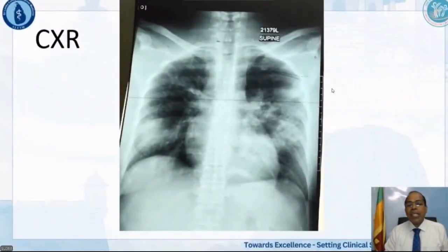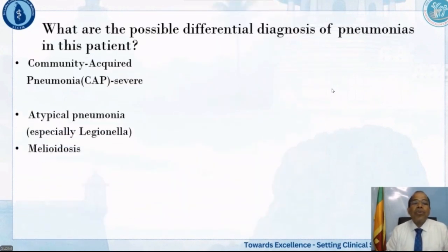So this is the chest X-ray of this patient. It shows a bilateral multilobular consolidation. So what are the possible differential diagnoses of pneumonia in this patient? Is it a community-acquired severe pneumonia? Is it an atypical pneumonia, especially Legionella? And is it melioidosis? The answer would be it is severe community-acquired pneumonia.